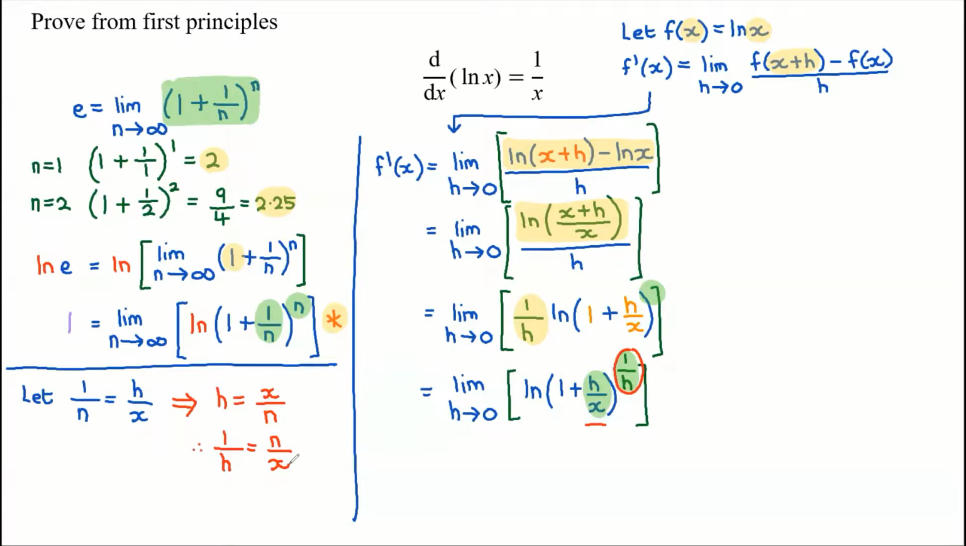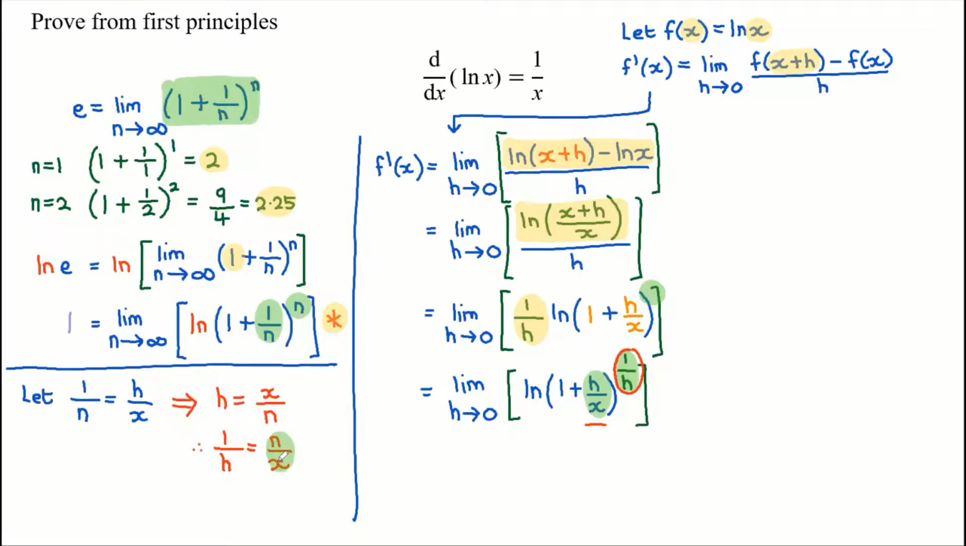So what I'm going to have to do is, there is some disruption here. I'm going to have to replace my 1 over h with n over x. I'm forced to do that by the substitution I've chosen. So although it solved a problem inside the bracket of the logarithm, I've now got a problem in the power, okay, that I'm going to have to deal with.